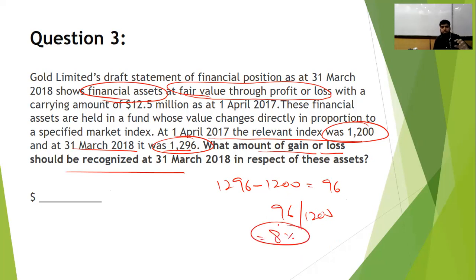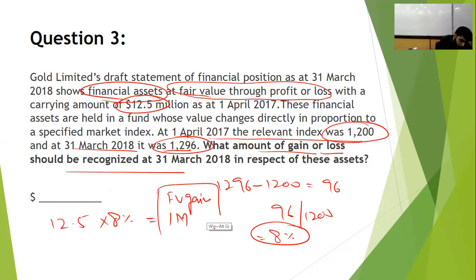And definitely, if you're having a gain in the market index, we'll normally have a gain in our share price. And the investment on 1st April was $12.5 million, and we are having a gain of 8%. So 12.5 multiplied by 8% means we're having a gain of $1 million. That is the fair value gain of $1 million. And the requirement was to calculate the gain or loss. We calculated it. That is the fair value gain of $1 million. And another question is, where are we going to record this gain? This gain will be recorded in P&L as we are following the fair value through P&L approach. The answer would be fair value through P&L, and we'll be recognizing the gain of $1 million.